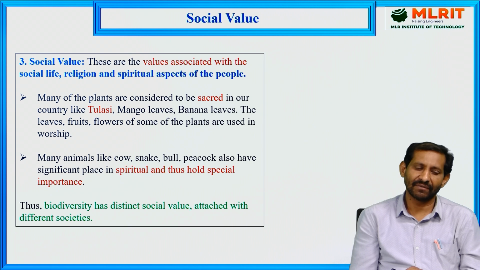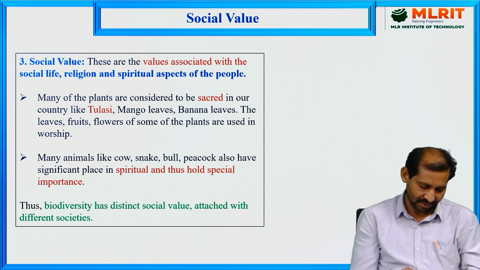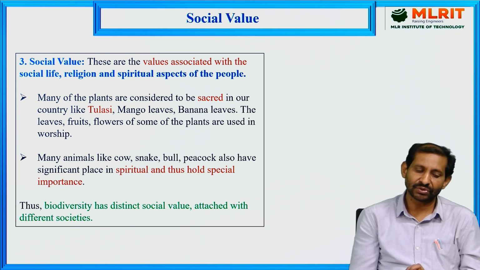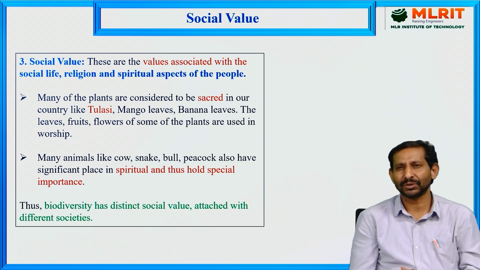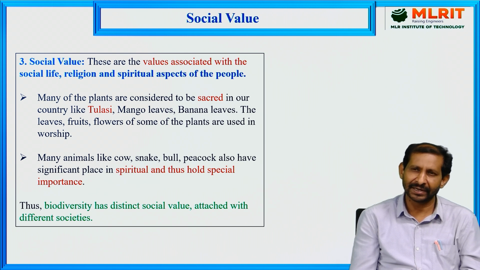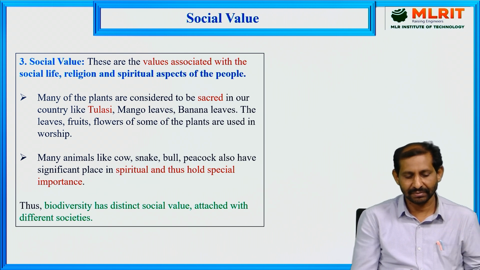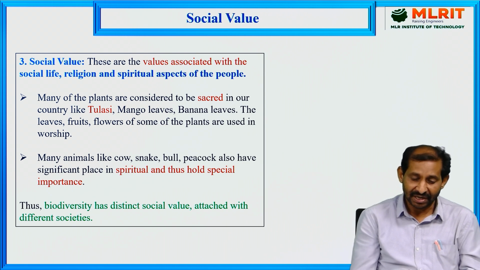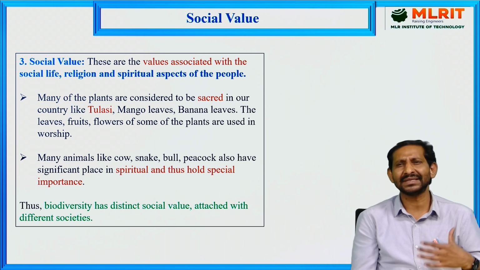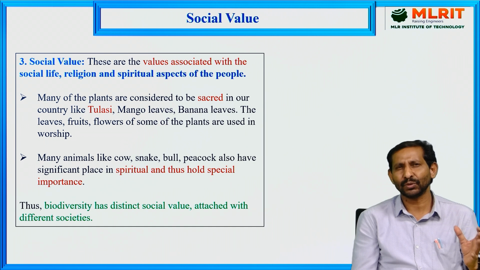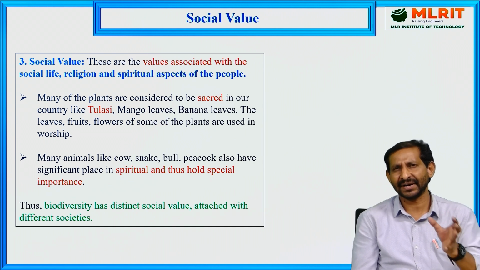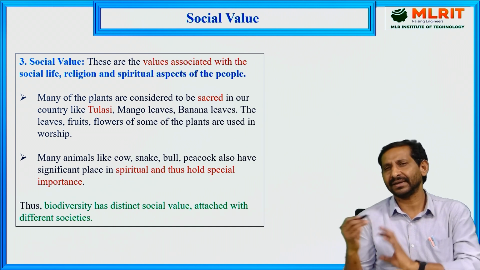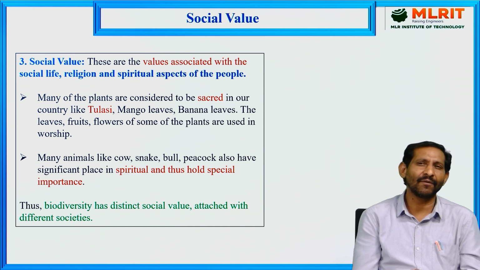Now the third value is the social value. These values are associated with the social life, religion and spiritual aspects of the people. Most people in India consider some things sacred. Some people worship tulasi, mango leaves and banana leaves; these plants are used for worship purposes. That is the social value, mostly related to social life, religious life and spiritual life. Diversity is producing this type of values.